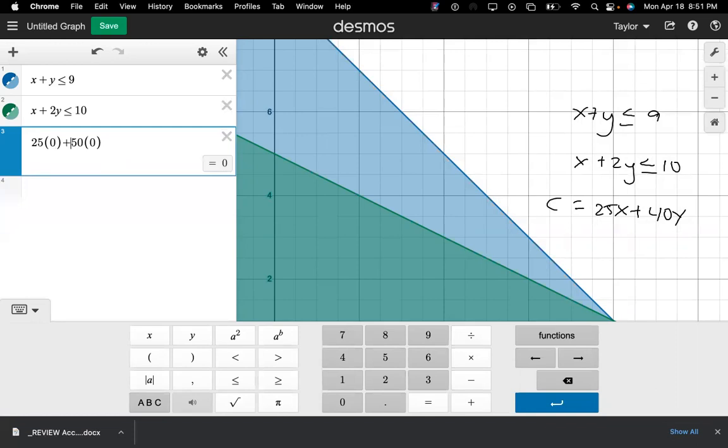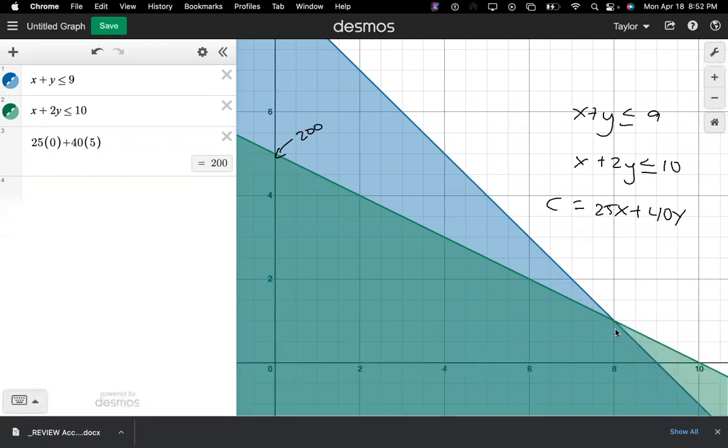X is 0. No, I did that right. I apologize. 5, and this should be 40. There we go. Okay, so this guy right here gives me a profit of $200. Okay, so not too bad. Let's check the other ones though.